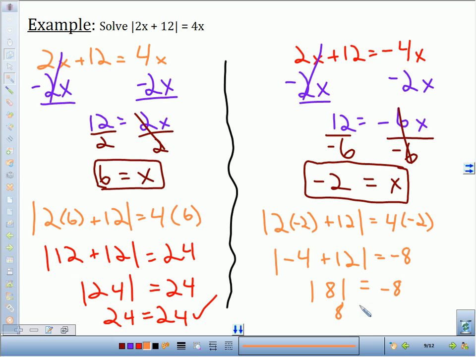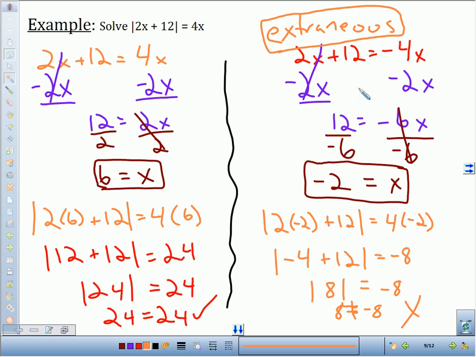So I have the absolute value of 8 equals negative 8. But the absolute value of 8 is 8, not negative 8. These two are not equal. So this is not a solution. Negative 2 doesn't work. This is extraneous. And when I'm asking for answers, I simply ignore x equals negative 2 because it's an extraneous solution. It doesn't actually do anything. It doesn't work.